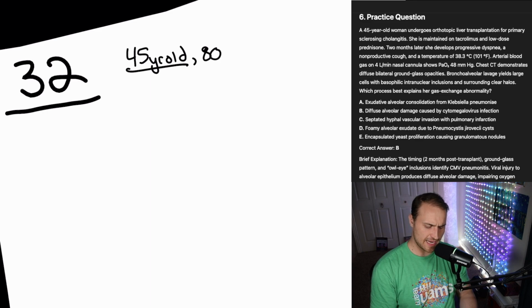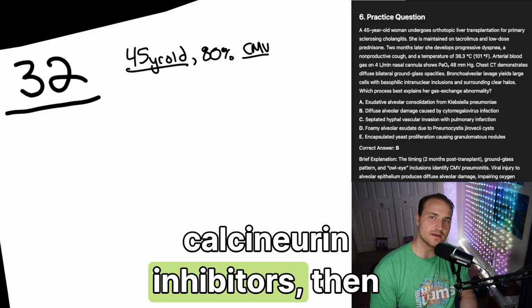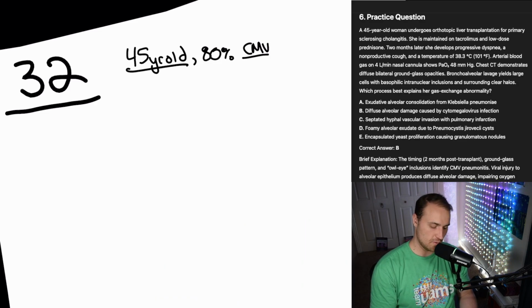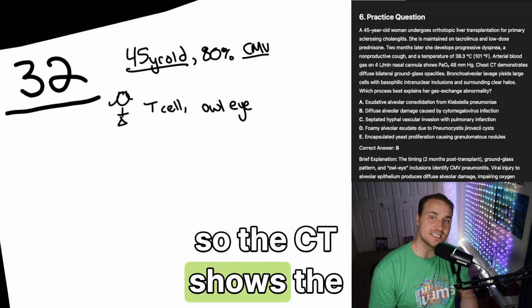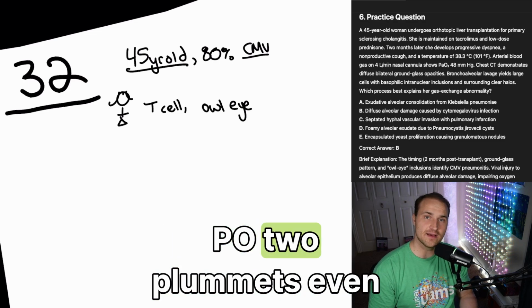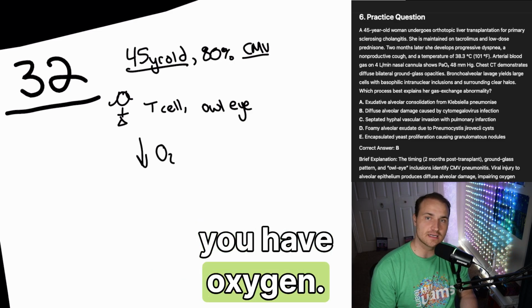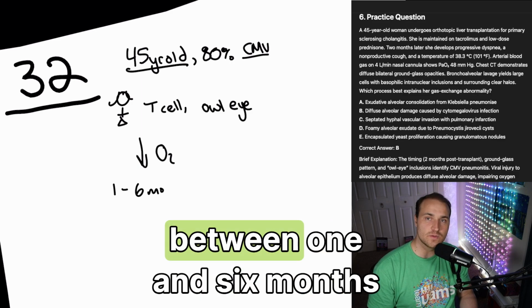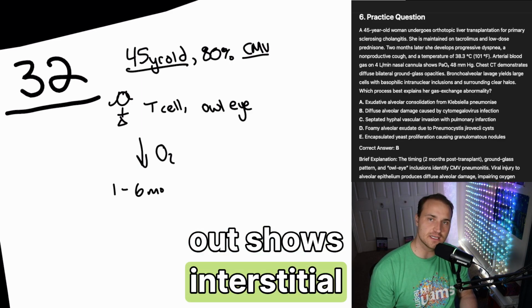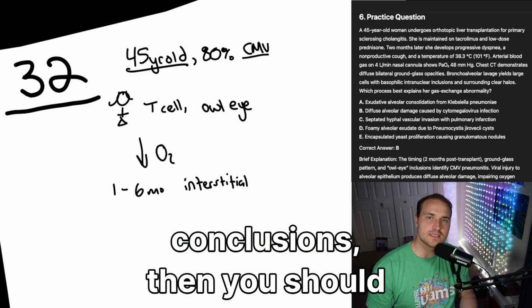Now, not many people know this, but 80% of adults carry CMV, and they do so silently. If you unleash your calcineurin inhibitors, then the virus can become super duper deadly. And so what we need to know about this female is she's post-transplant, and we have T-cell paralysis here. And so it lets the CMV erupt in the lungs, and it shreds the alveolar walls, and then you get these owl eye inclusions. So the CT shows the ground glass haze, and the PaO2 plummets even though you have oxygen. So it's a diffuse alveolar damage problem. So anytime on Step 1, when an organ recipient between 1 and 6 months out shows interstitial infiltrates, plus you have cytopathic inclusions, then you should think of CMV.